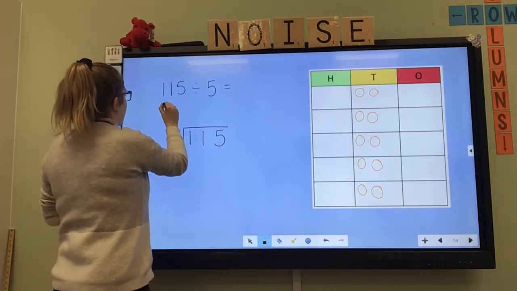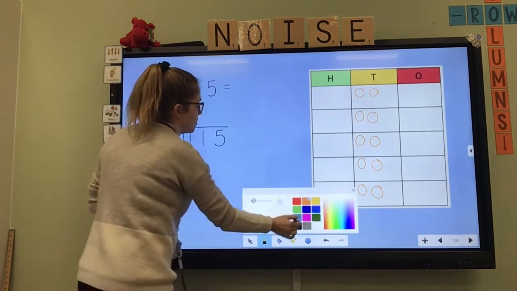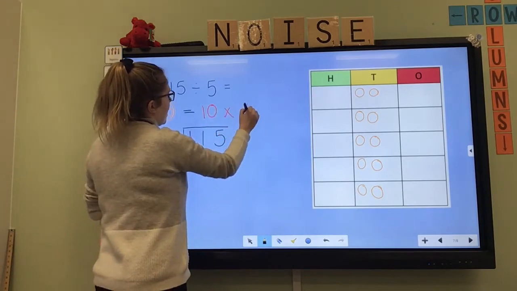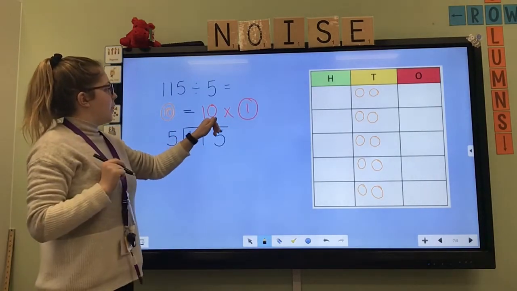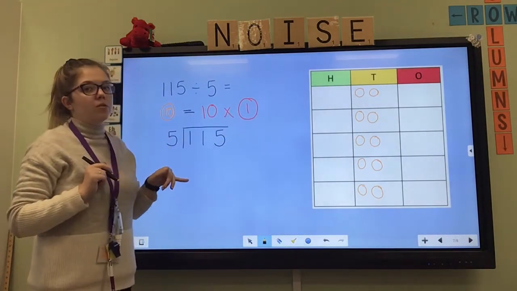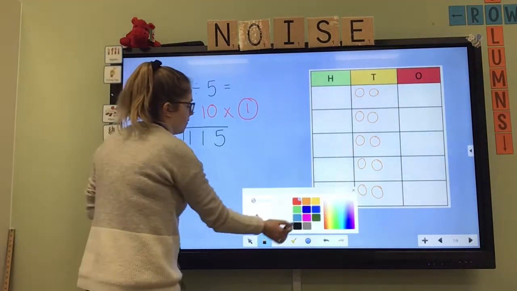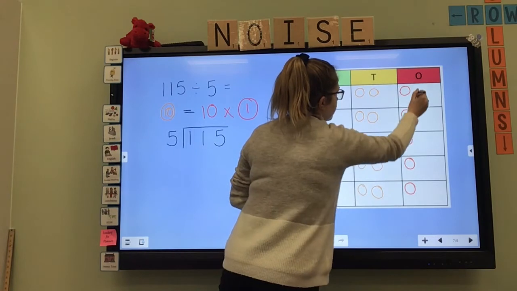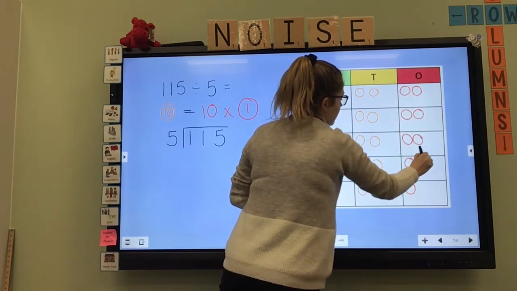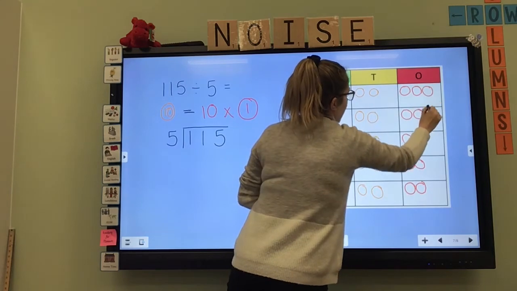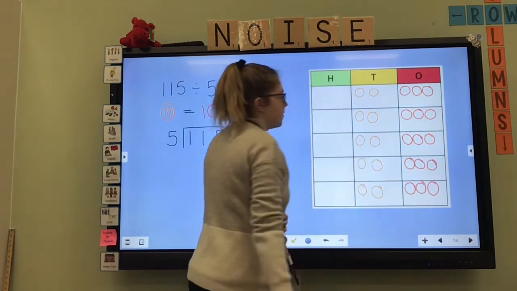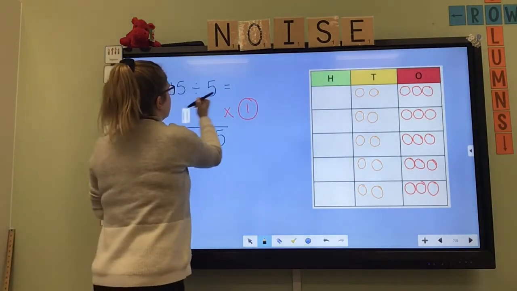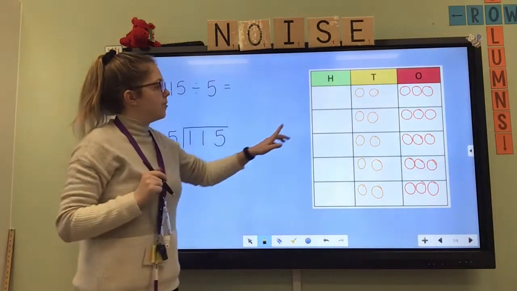So that 110 that was left over, I need to exchange it into my ones. What does it become? It becomes 10 ones, like that. And we add 10 onto the 5 that's already there. We've got 15 to share out into my 5 groups. So 15. 1, 2, 3, 4, 5, 6, 7, 8, 9, 10, 11, 12, 13, 14, 15. Phew, shares equally. And the answer to our question, 115 divided by 5, how much is it?